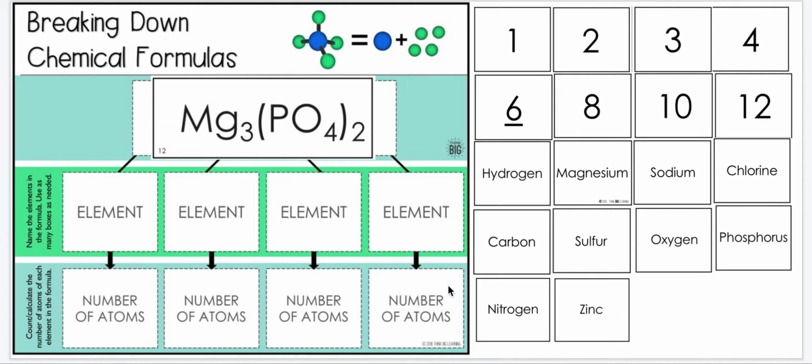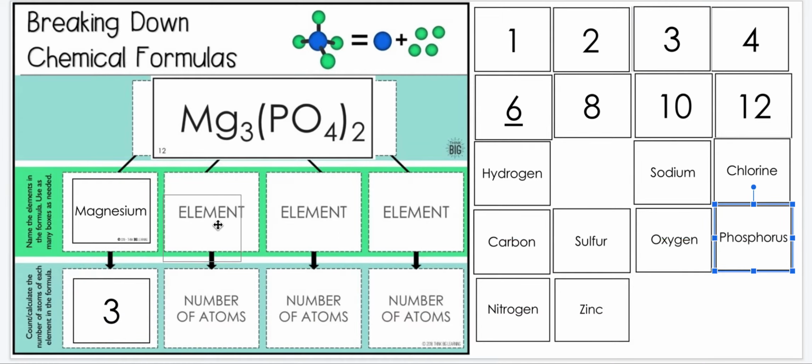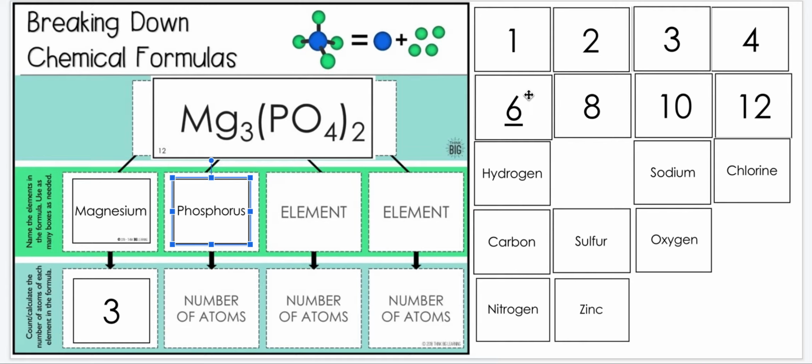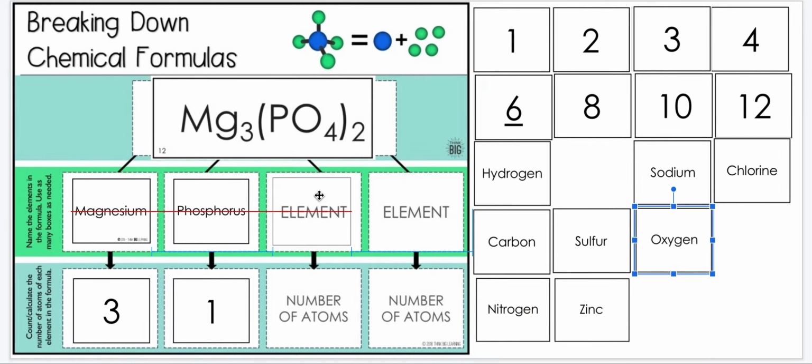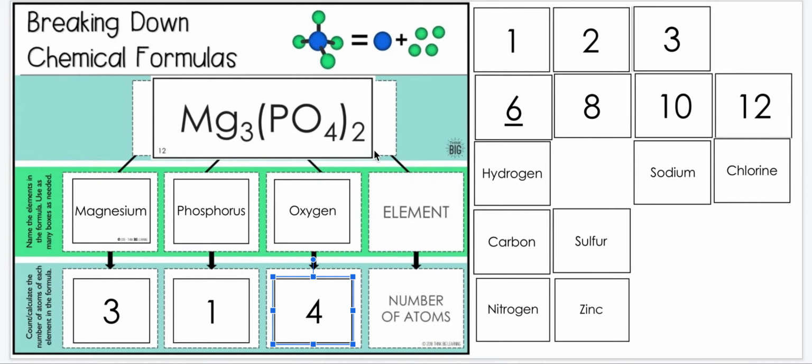Mg3(PO4)2. So Mg is magnesium, and that has a subscript of 3. P is phosphorus. It has an invisible 1. O is oxygen. It has 4. But then I want to make sure that I take care of this 2 outside my parentheses. So the 1 for phosphorus gets multiplied by 2, and that's 2. And the 4 for oxygen gets multiplied by 2, and that is 8.